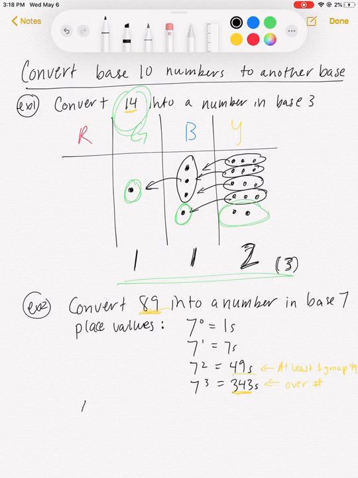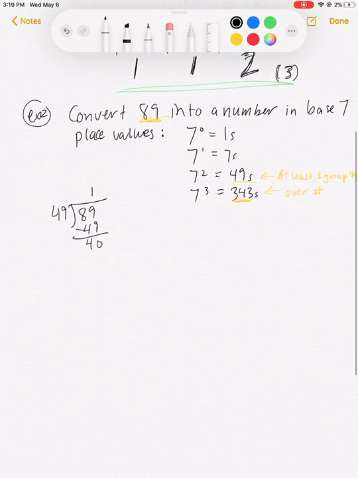So I'm going to go ahead and do this work down here. 89 divided by 49. Now I know that there's going to be one group of 49 in there because 49 times 2 is just 98. It's too big. Okay, so I subtract that and I get 40 for my leftovers there. I'm going to have one group of 49, so I'm going to label that right here. So there's the 49's place. Okay, the 40 is now leftovers to distribute among the other places.